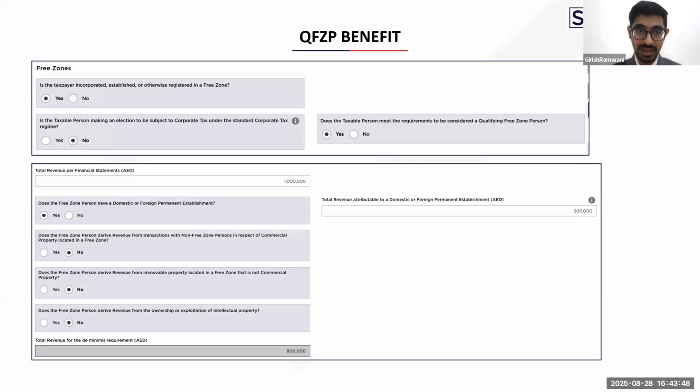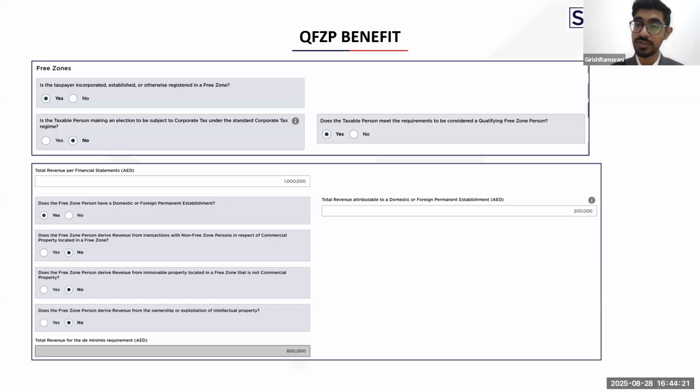Now, in the corporate tax return, you need to select if the company is incorporated, registered in a free zone, is a taxable person making an election for standard tax regime. You need to select no, because if you select yes, then you will have to go with the normal standard regime and the QFZP benefit won't be available. Then, does the taxable person meet the qualifying free zone person conditions? If you select yes, then there is a detailed QFZP part which pops up in your corporate tax return, wherein you need to give the details of your total revenue.